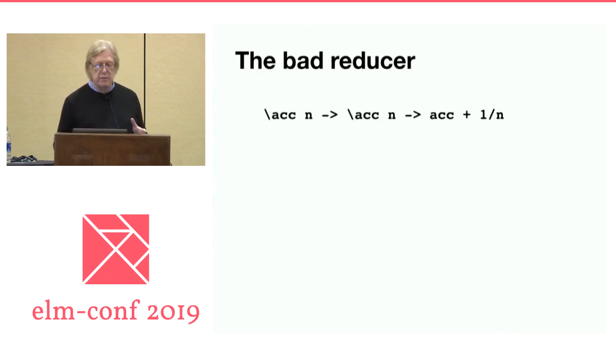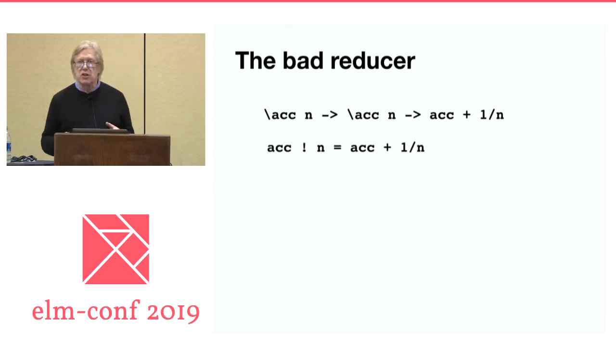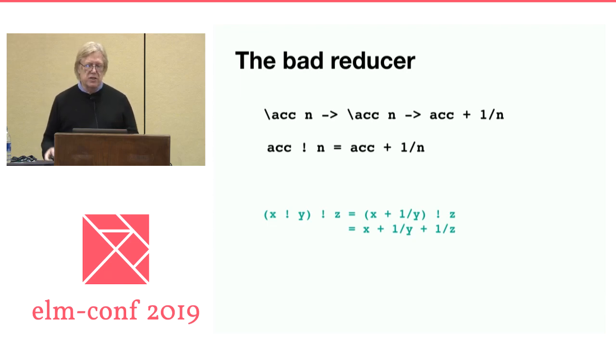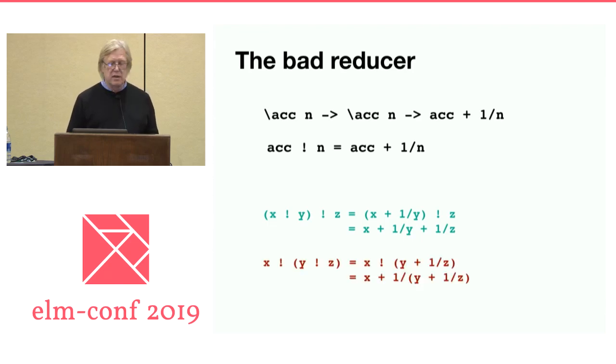So what's the deal here? There's the bad reducer, written as an operator: ack bang n is ack plus the reciprocal of n. Now let's evaluate x bang y bang z in two different ways. We parenthesize it on the left, we get this answer. We parenthesize it on the right, we get a different answer. So it's not associative, and that's why things didn't work out. Troels told me that his compiler is not smart enough yet to detect this sort of thing. It may eventually, but let's be careful.